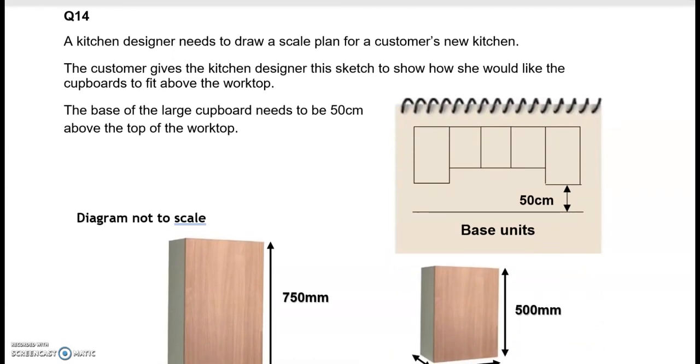A kitchen designer needs to draw a scale plan for a customer's new kitchen. The customer gives the kitchen designer this sketch to show how she'd like the cupboards to fit above the worktop. The base of the large cupboard needs to be 50 centimeters above the top of the worktop. Diagram not to scale.